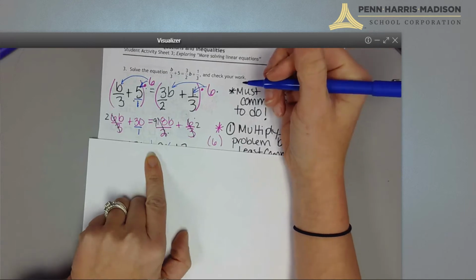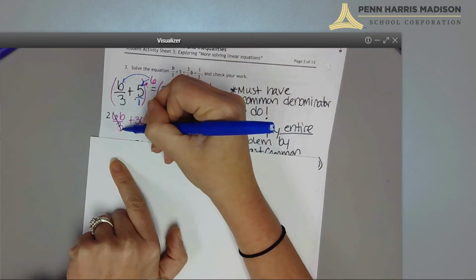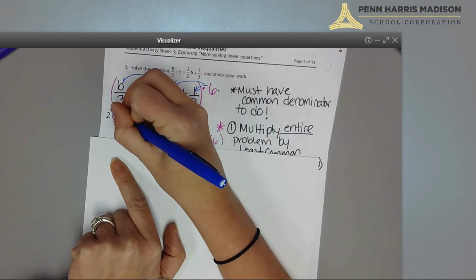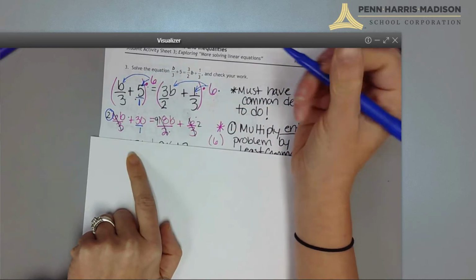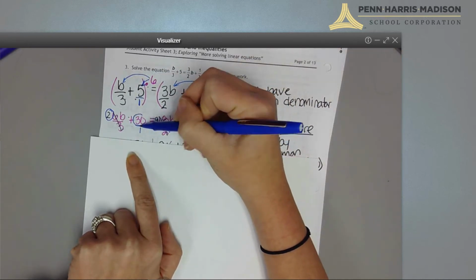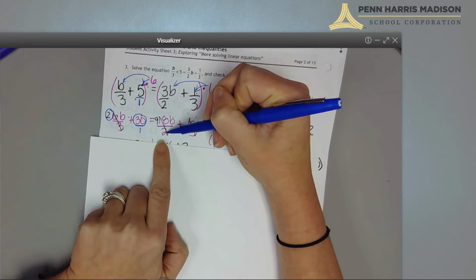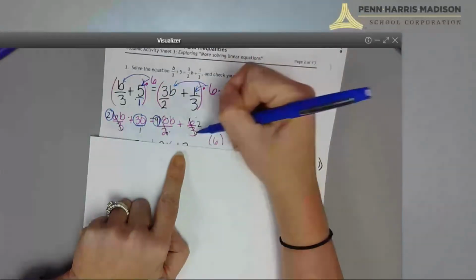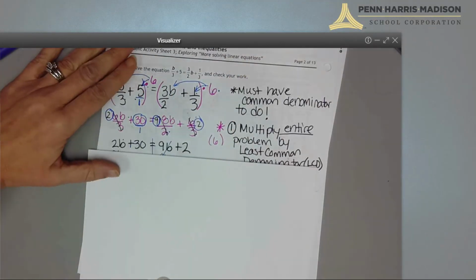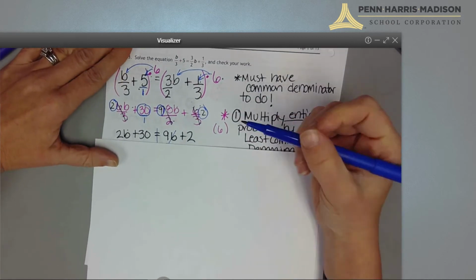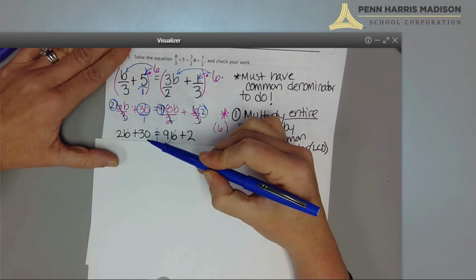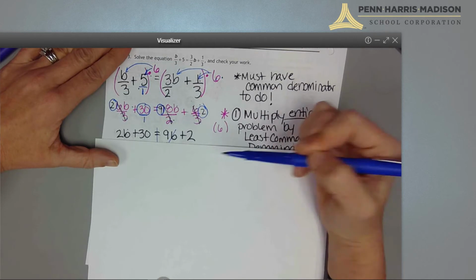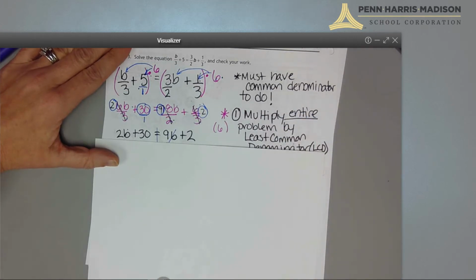Now we can simplify this, guys. 6 divided by 3 equals 2, so I have 2b. 30 over 1 is just 30. 18 divided by 2 is a 9b. And 6 divided by 3 is 2. So my problem is going to say this now: 6b plus 30 equals 9b plus 2. Now we pick right up where we left off on the other side.